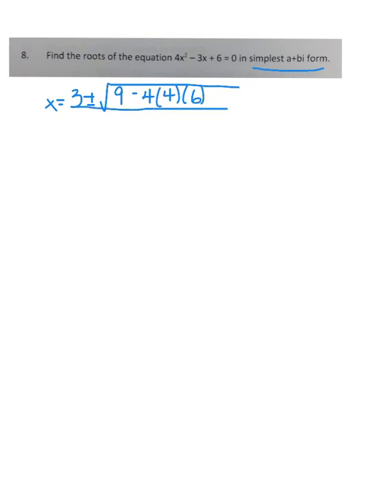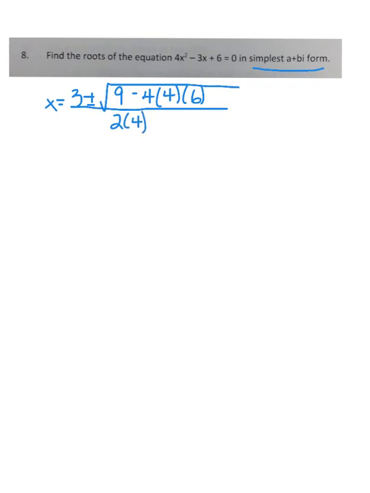All right, so this one asks you to find the roots of the equation in simplest a plus bi form. Whenever I see simplest a plus bi form, I know I'm always going to do the quadratic formula. So I'm going to start with x equals, now it's negative b, right? So it's going to be positive 3 plus or minus square root b squared. Well, b is negative 3, so negative 3 when I square that is positive 9, minus 4 times a, which is 4, times c, which is 6. And that whole right side of the equal sign is over 2 times a, 2 times 4.